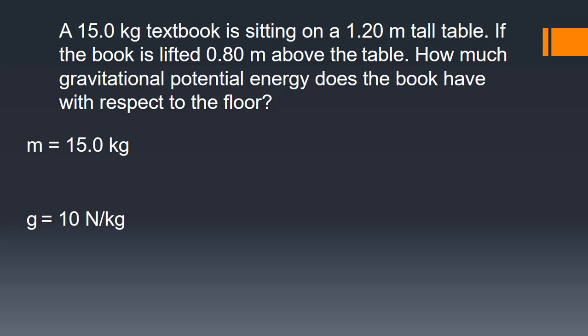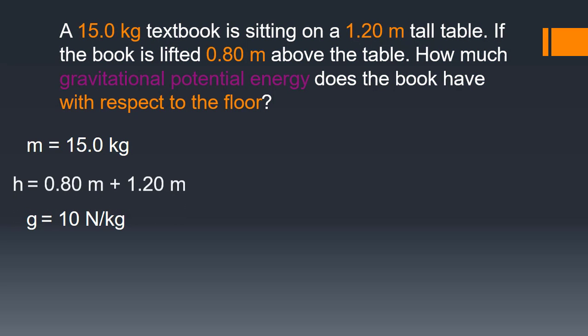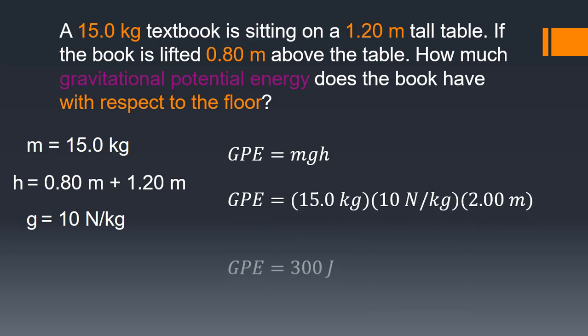Now, what if we take the same problem and determine the energy with respect to the floor? Instead of saying we raised the book 0.8 meters, now we are including the height of the table as well. So the total height of our book is going to be the height of the table plus the height above the table, which would be 0.8 meters plus 1.2 meters, or just 2 meters. Plugging that into our equation for gravitational potential energy, we find the book has stored 300 joules of energy.